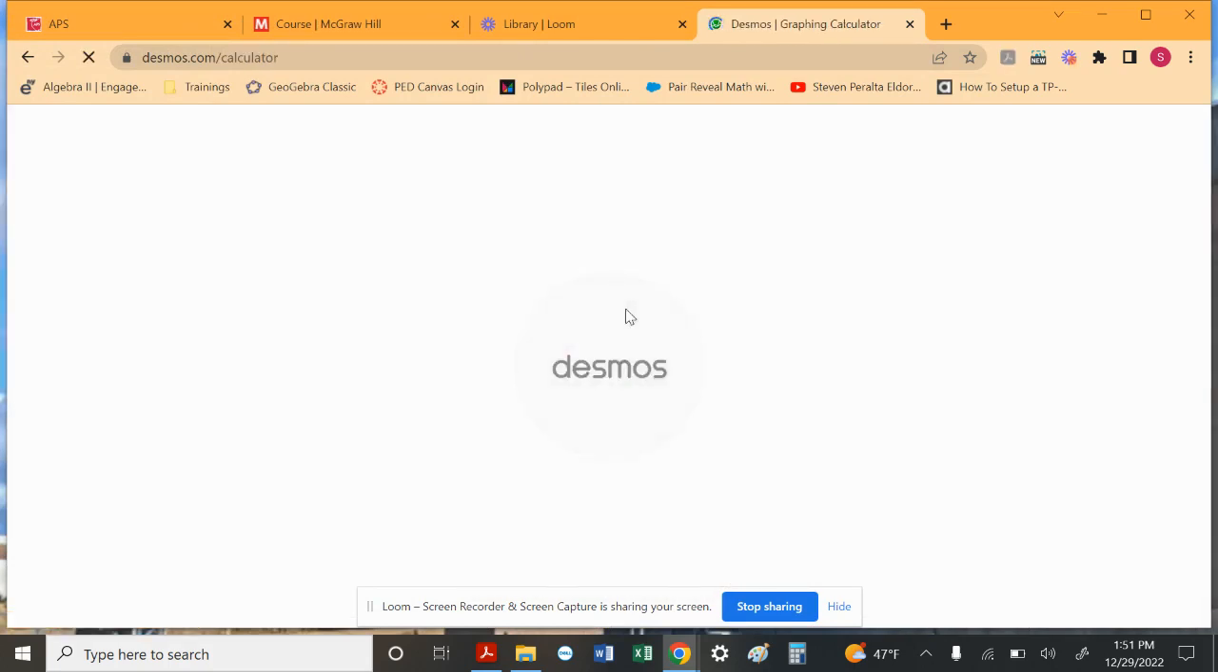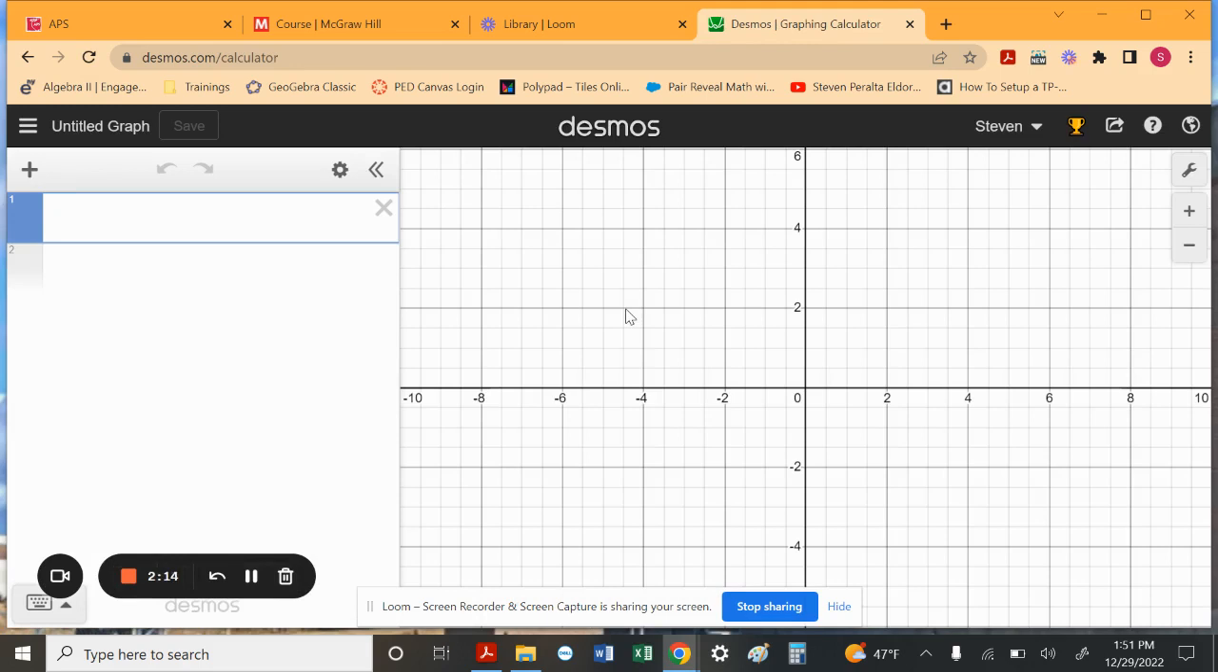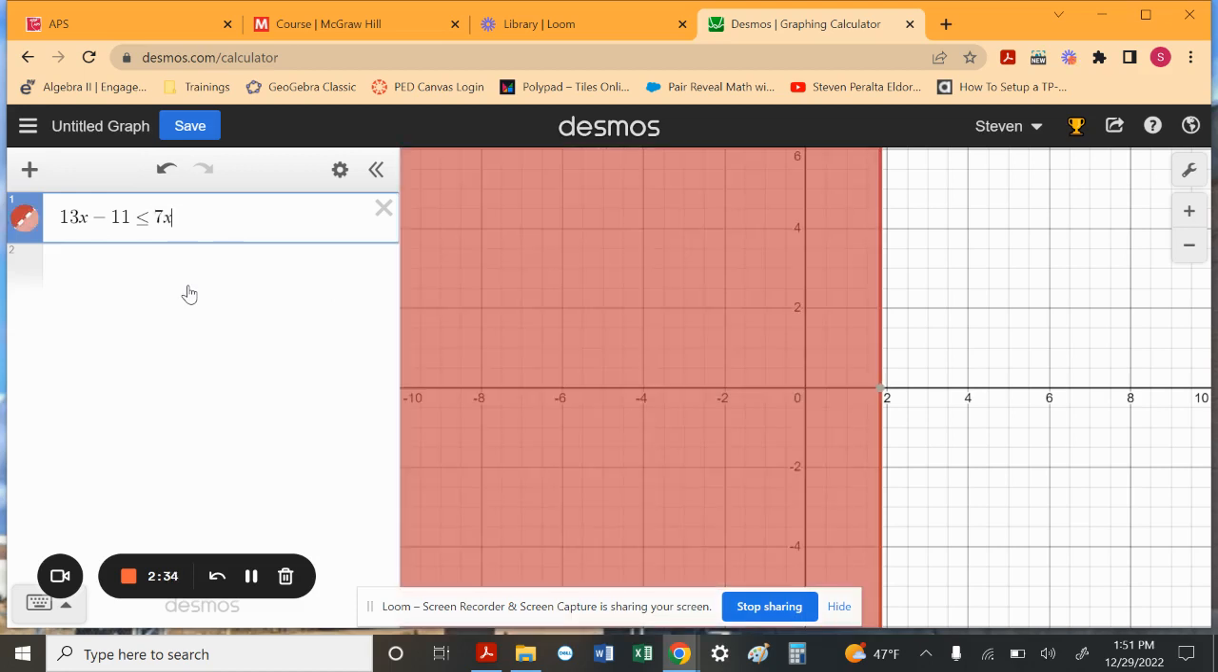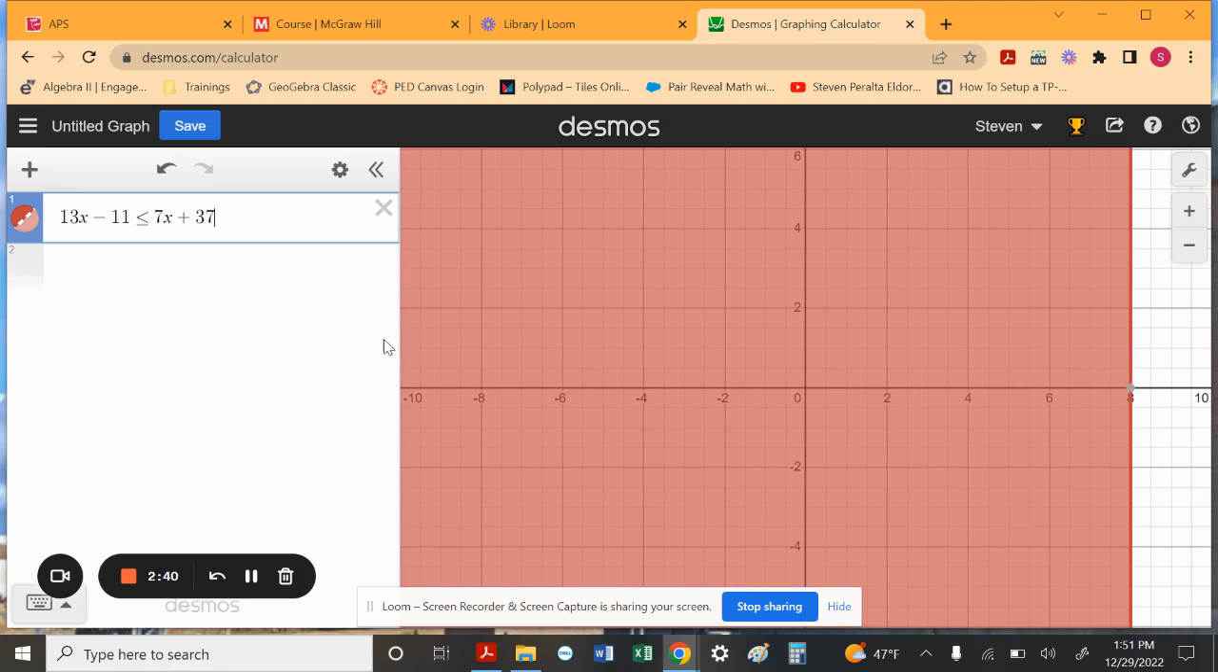You're going to go over to your graphing calculator and type that in. So 13x minus 11. The way you do it is you hit the less than key and then the equals key, and notice how it puts up the less than or equal to symbol automatically. And then we have 7x plus 37.